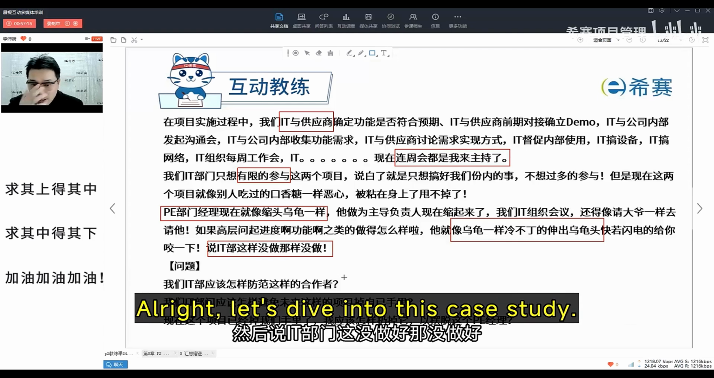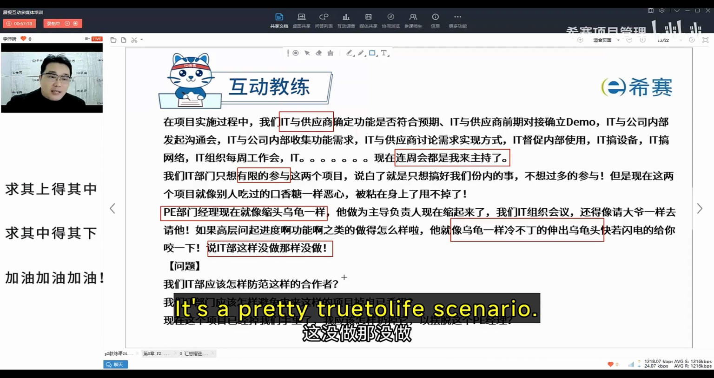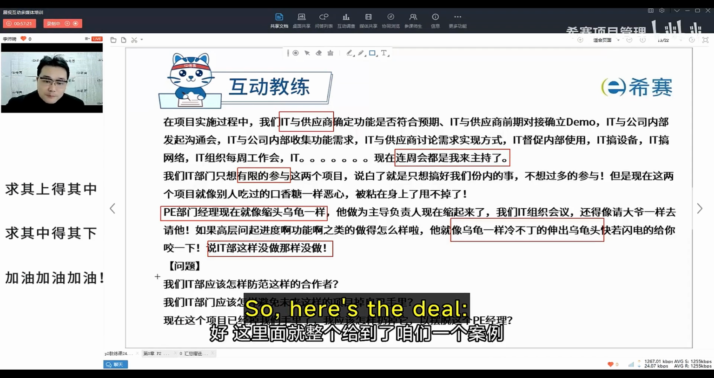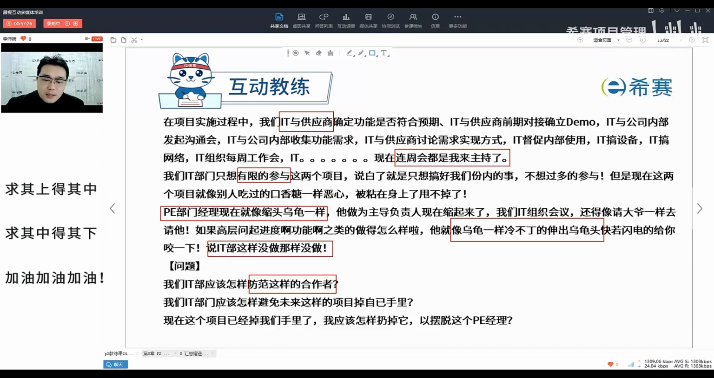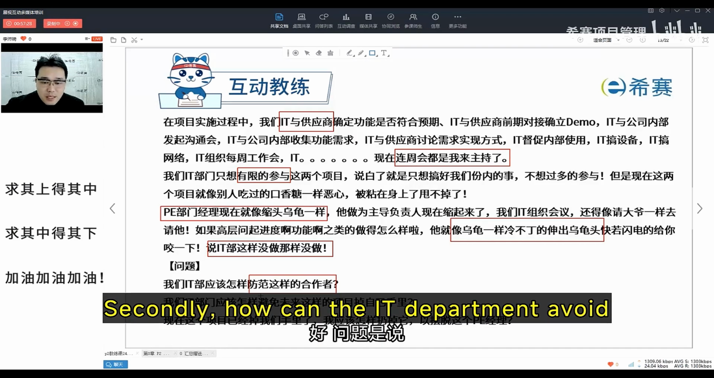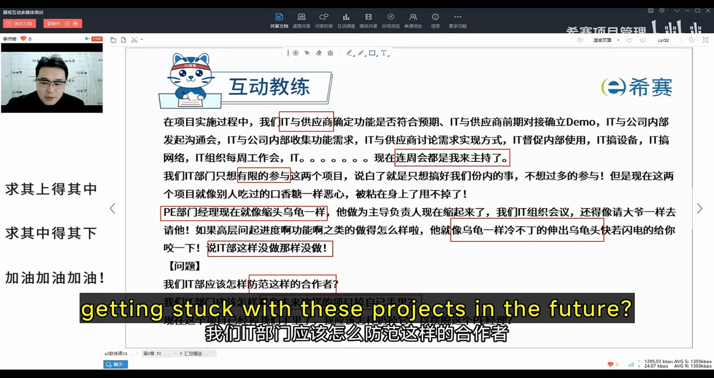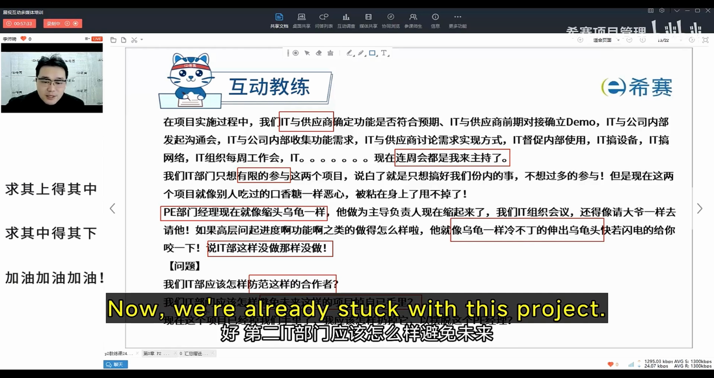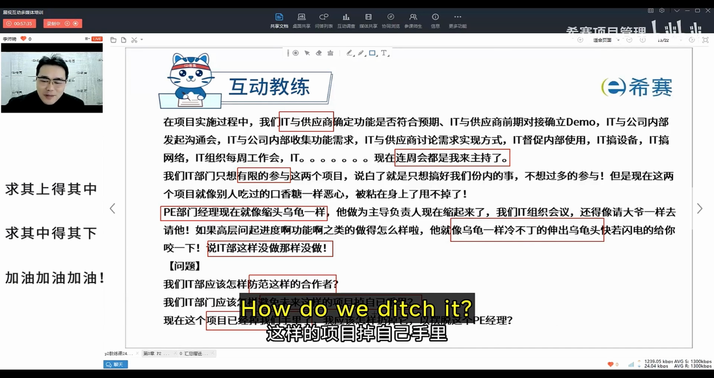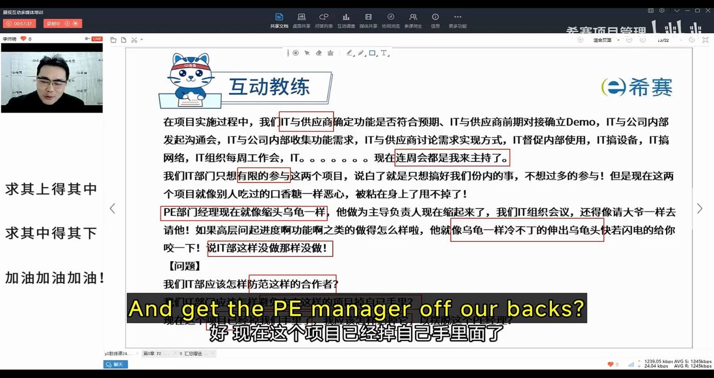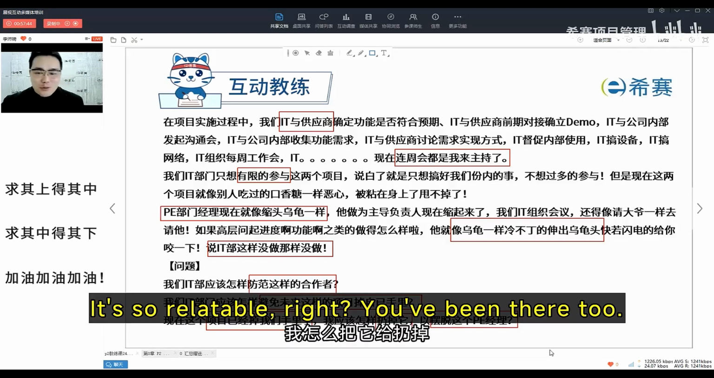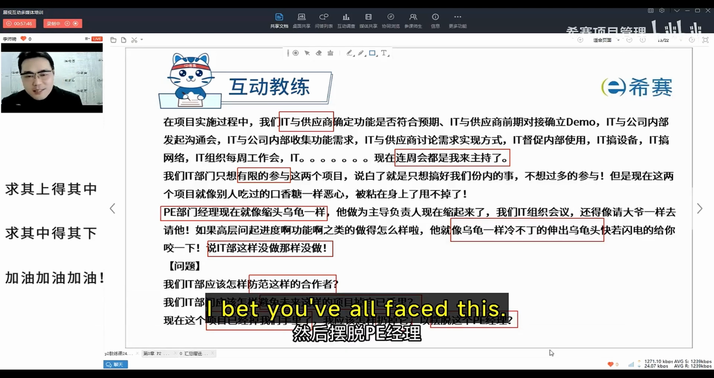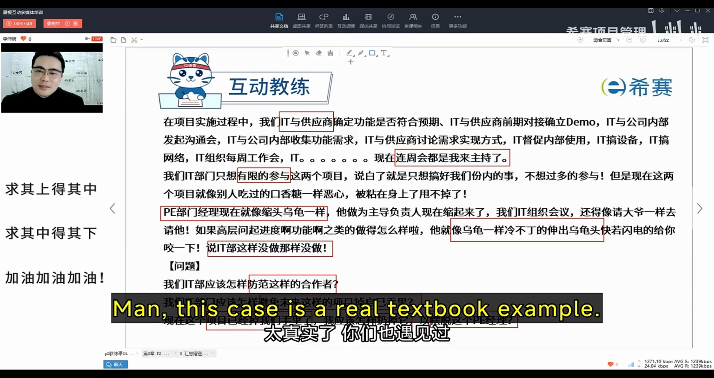Alright, let's dive into this case study. It's a pretty true-to-life scenario. So, here's the deal. How can our IT department protect itself from these kinds of partners? Secondly, how can the IT department avoid getting stuck with these projects in the future? Now, we're already stuck with this project. How do we ditch it and get the PE manager off our backs? It's so relatable, right? You've been there too. I bet you've all faced this. Man, this case is a real textbook example.